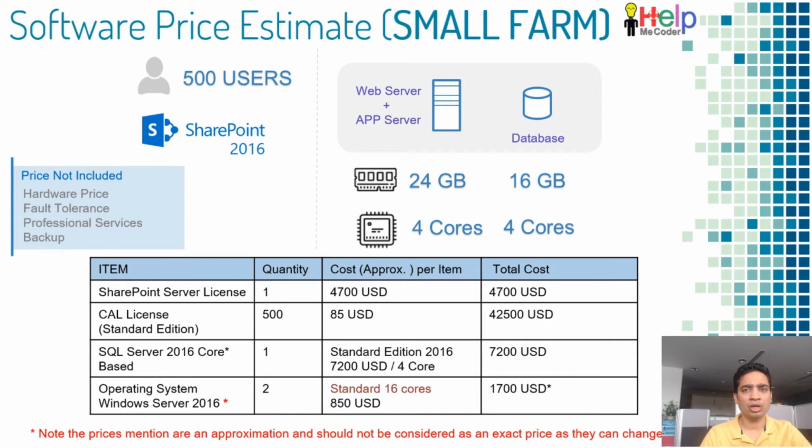Now some assumptions over here. This small farm is likely for 500 users. I'm using SharePoint 2016 over here. So this is a web server plus app server, everything included, so one single machine. It's a custom machine, and then we have a database. This custom machine has 24 gig of RAM, 4 core, and 16 GB for the database, and then a 4 core processor over here.